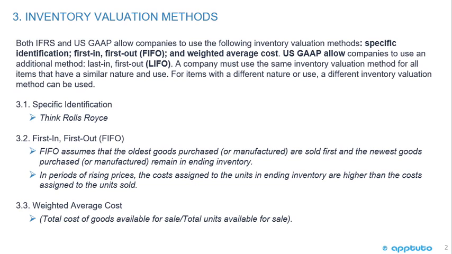Weighted average cost is simply the total cost of goods available for sale divided by the total units available for sale.